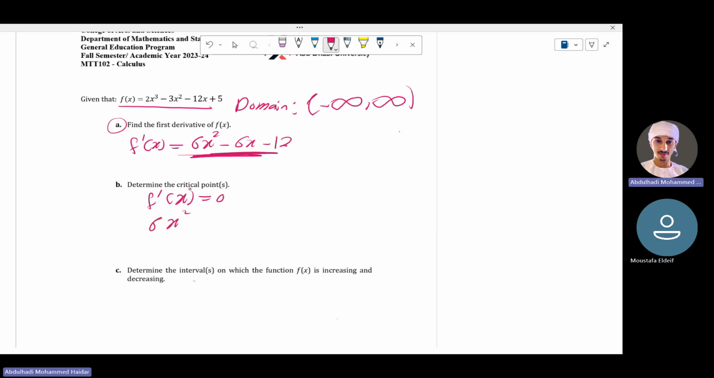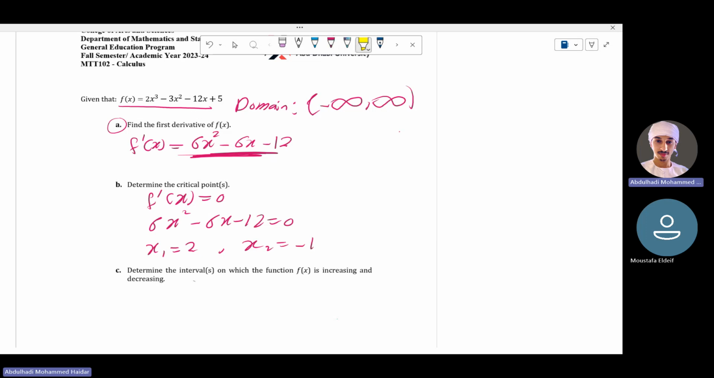This is the first derivative equal to 0. Solve it in your calculator, mode 5, 3: 6, minus 6, minus 12. So it's going to be what? x1 is 2, and x2 is minus 1. But these are not officially critical points.